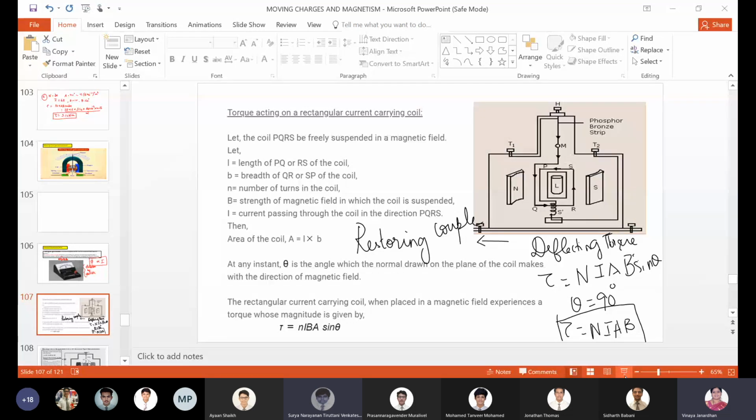Can you see the slide? Yes, ma'am. Okay, right. I think I cannot go for the slideshow, whatever it is.